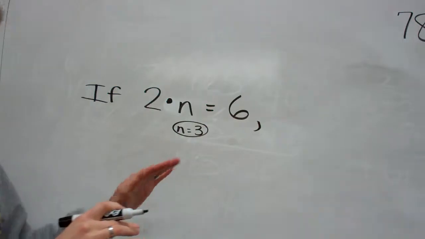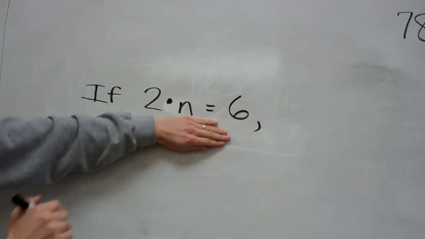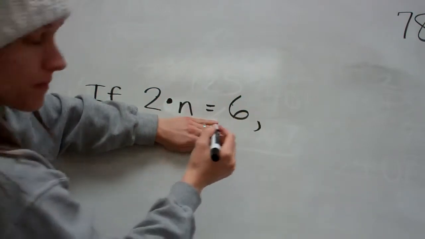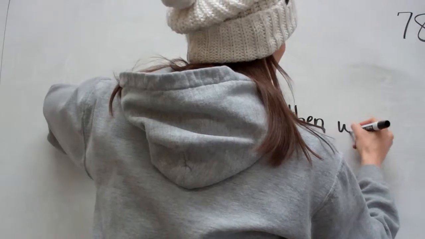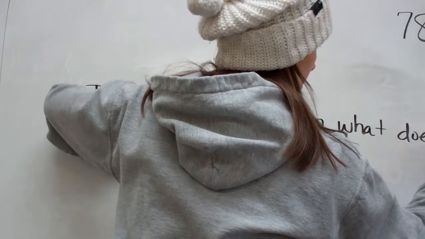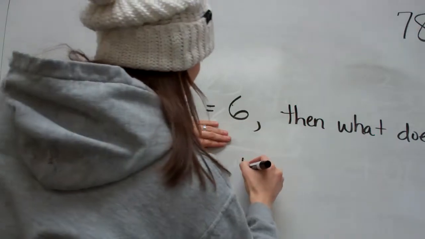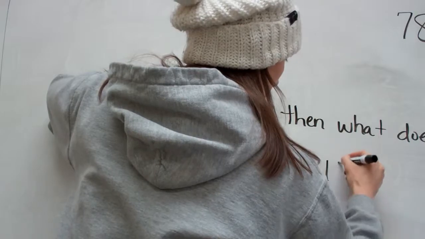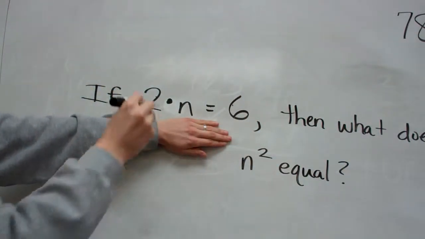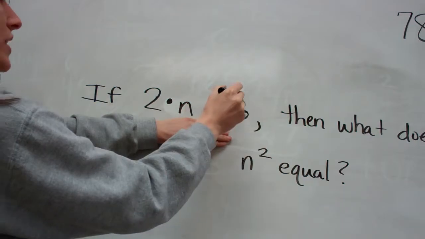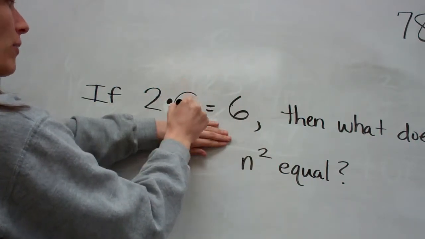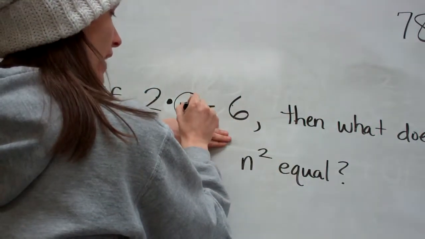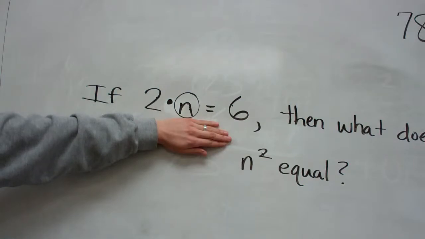Then it has a comma. So this is the question. We still haven't even figured out the answer yet. If 2 times n equals 6, then it asks this: what does n squared equal, or n to the 2nd power equal? Now wait a minute. If 2 times n equals 6, we have to figure out what the n is. Then what does that number that we figured out right here with squared or to the 2nd power equal?